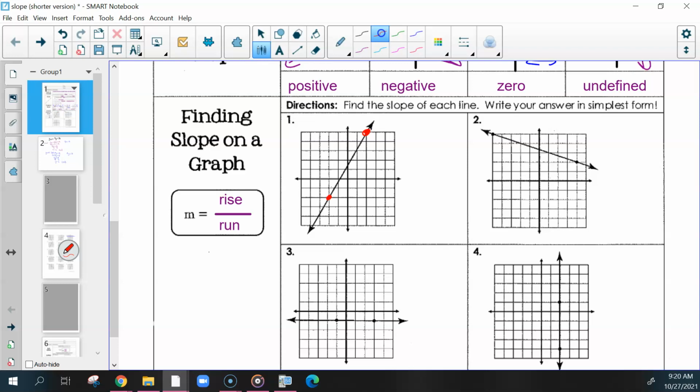It does not matter which point you start at, as long as you remember rise comes first and then run. If we're looking at this left to right, I'm going to count how many units I go up, and then how many units from that point I need to get over. So if I have 7 up and 4 to the right, up and right are both positive directions, so your slope would be a positive 7/4.